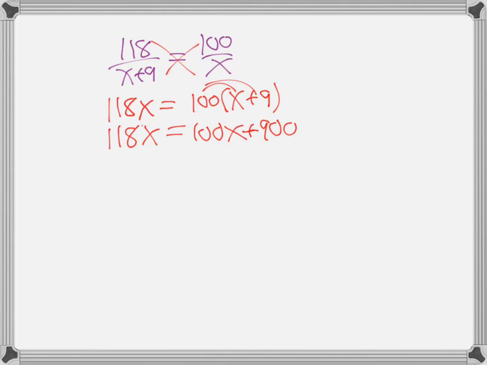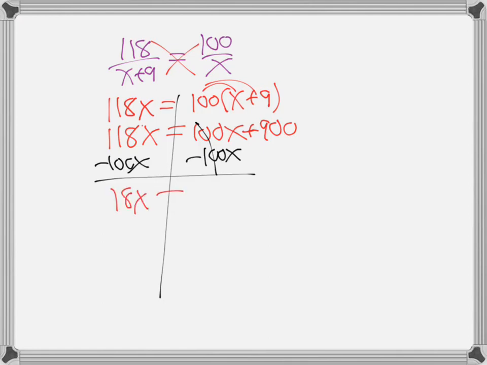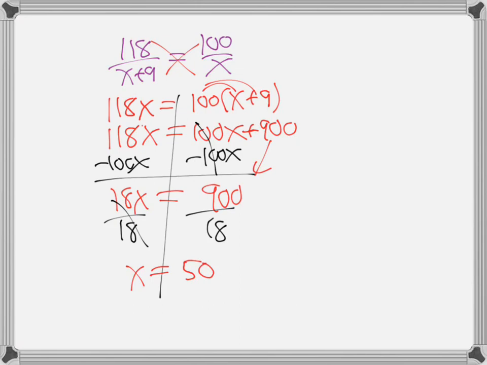Okay, now we want to get x alone. So what do you do when you have x on opposite sides? You subtract the lower one. This is gone. So we get 18x is 900. Bring that down. Last step is divide by 18. So x is 50, right? X is 50. Now, what's the answer to the question?